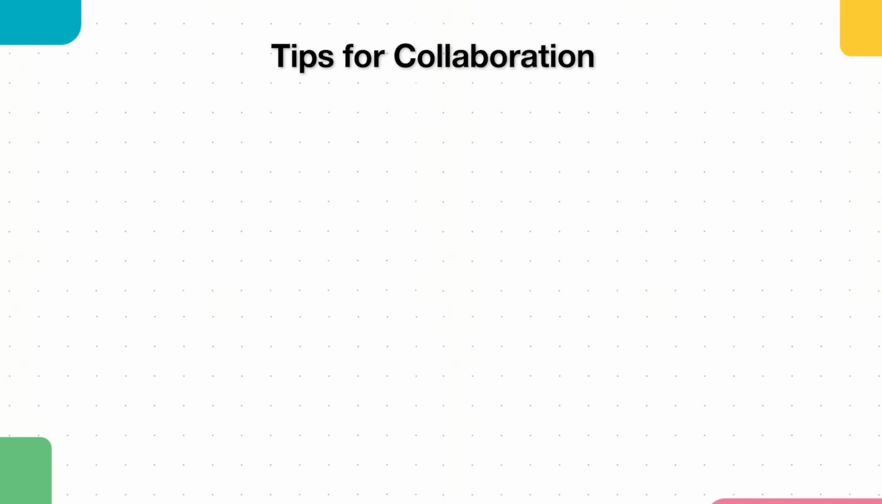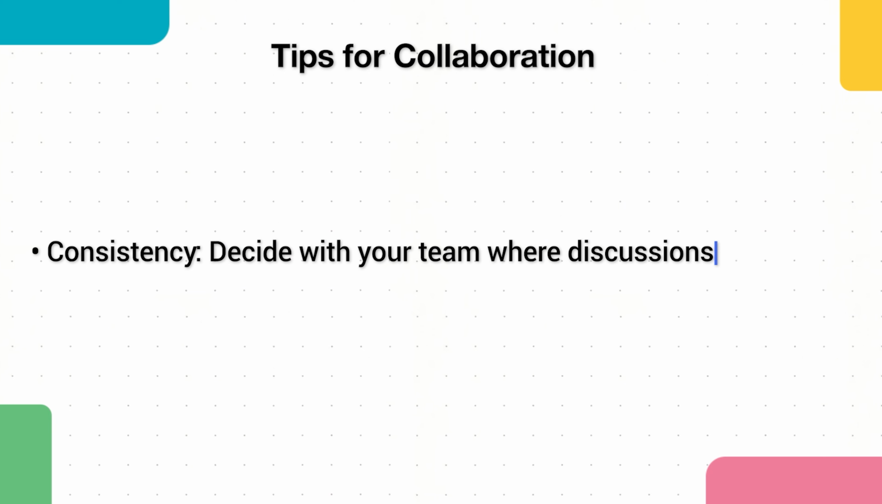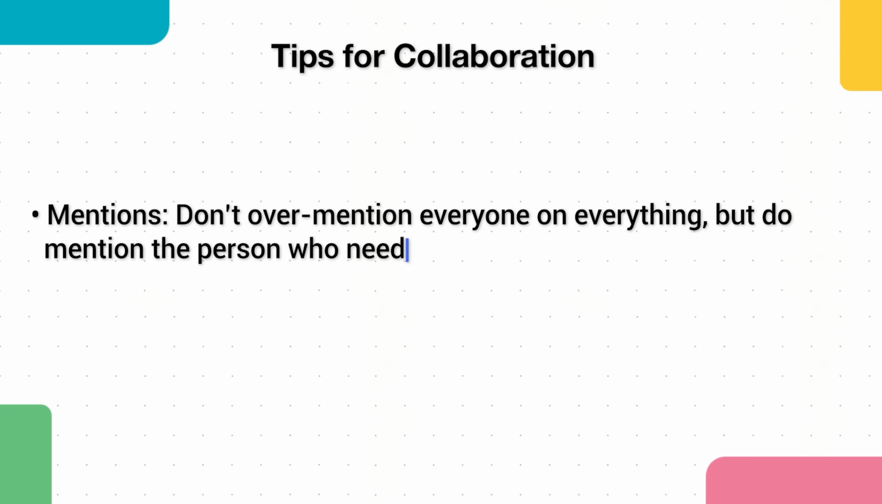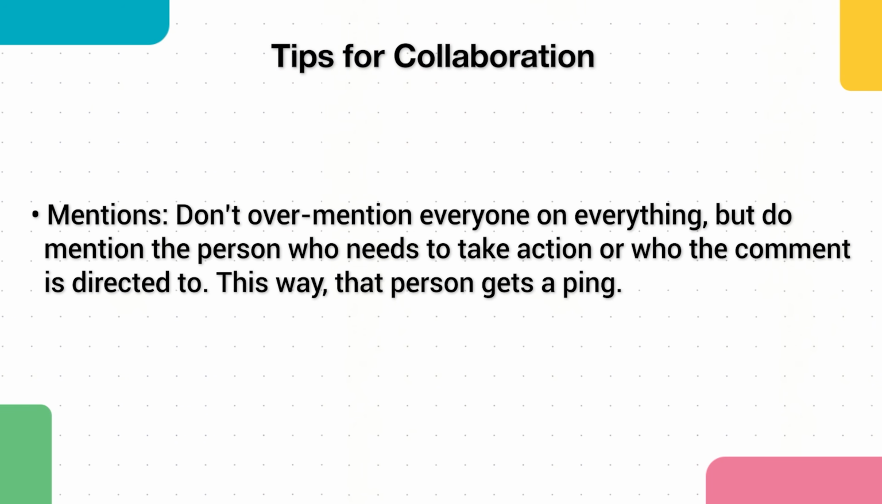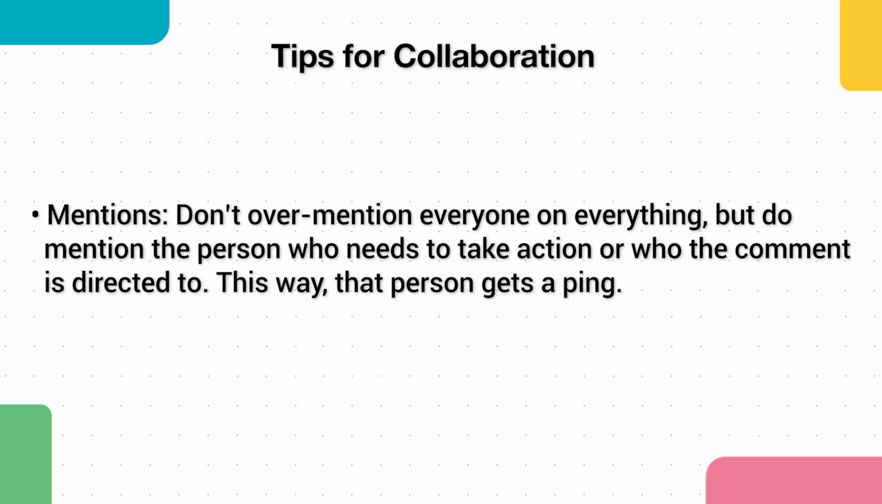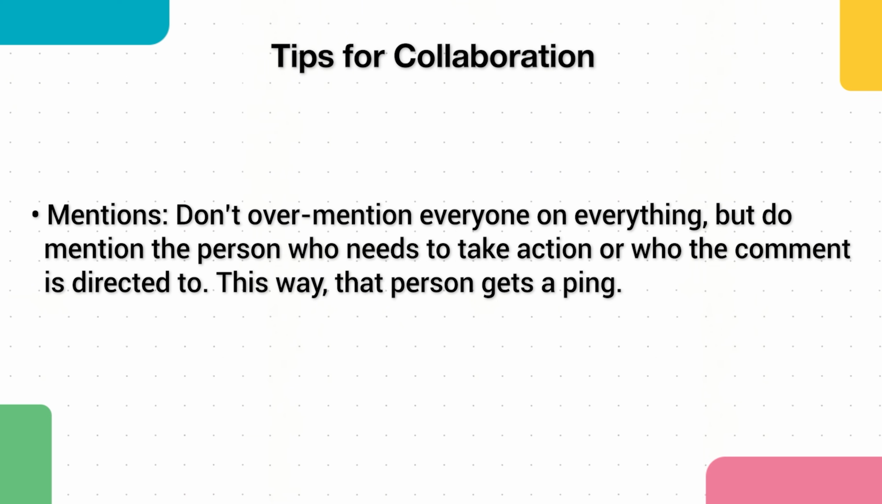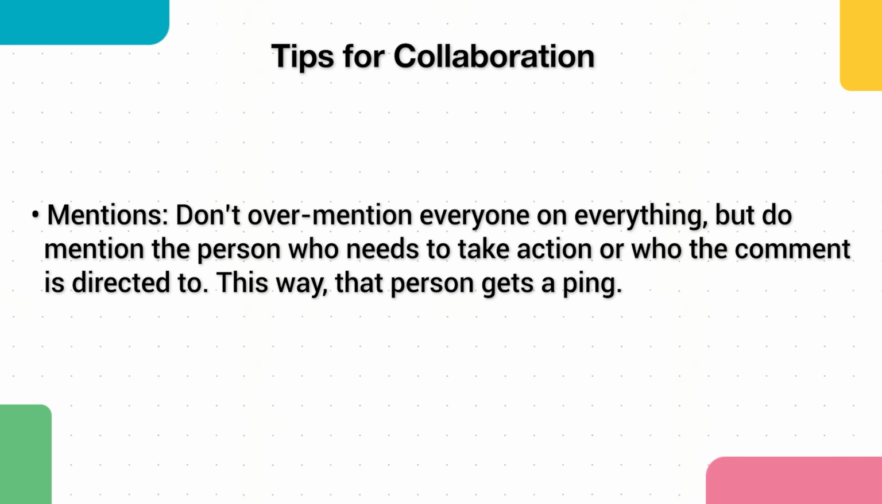Tips for collaboration. Consistency. Decide with your team where discussions happen, e.g., use task comments for any work-related conversation, use docs for meeting notes, and use external chat for casual or urgent comms. Having that understanding prevents confusion. Mentions. Don't over-mention everyone on everything, but do mention the person who needs to take action or who the comment is directed to. This way, that person gets a ping.